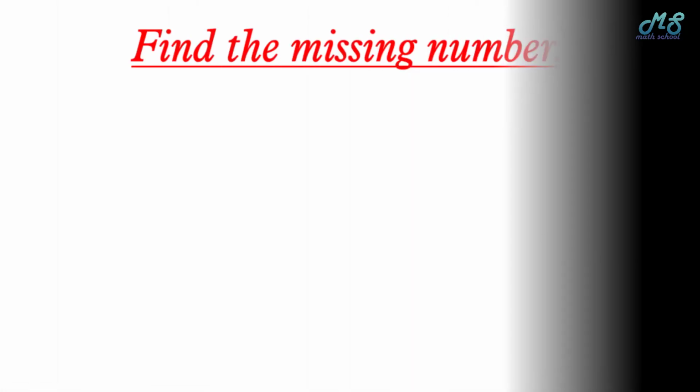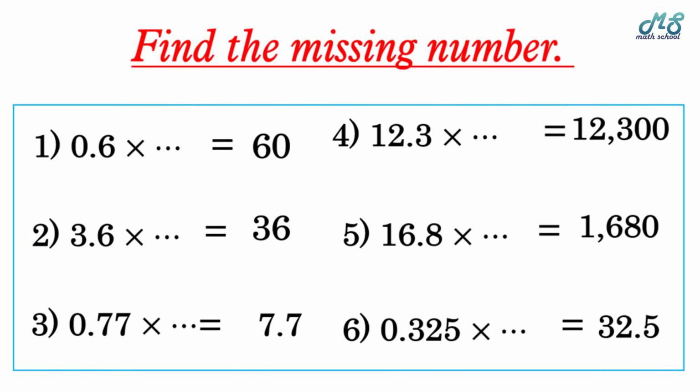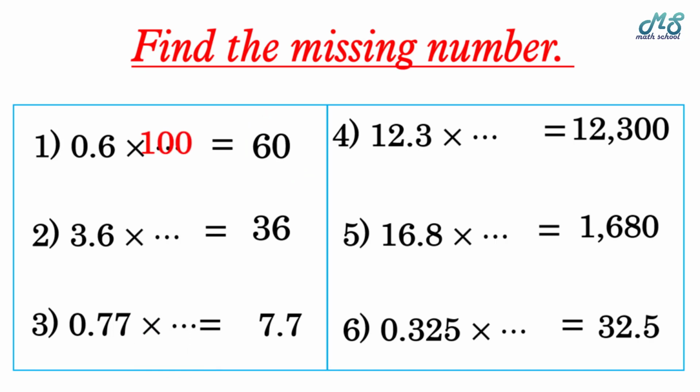Next, find the missing number. Number 1, 0.6 times what equals 60. Now keep your eye on the product. It will be 60. We will move the decimal point 2 decimal places to the right. Now multiplying by what? Yes, by 100. Next, 3.6 times what equals 36. It will be a whole number. Now move the decimal point just 1 decimal place. Now we can say that 3.6 times 10 equals 36.